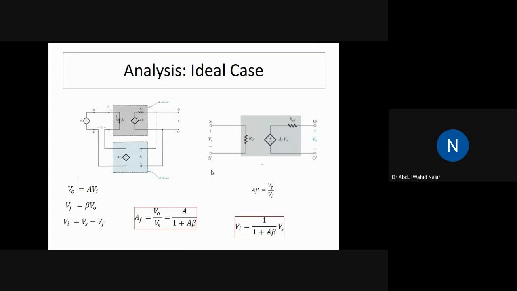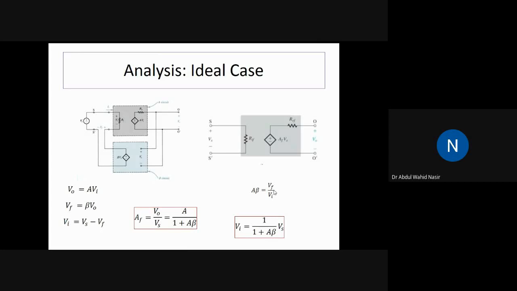Clear? Now let us see the different signals. V naught is equal to A Vi, no issue. Then VF is equal to beta V naught. Then Vi is equal to Vs minus Vf. How? You can see that in this loop, Vs is equal to Vf plus Vi. Solving for Vi, you get Vs minus Vf. The fourth relation is the overall voltage gain AF, that is V naught by Vs. We know it will be A by 1 plus A beta, where A is the forward amplifier gain and beta is the feedback gain. Clear?